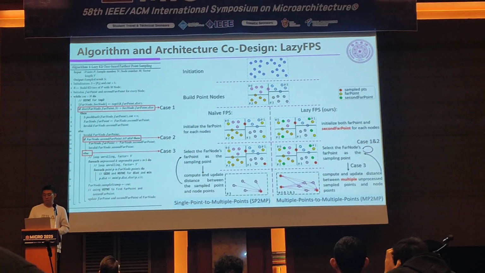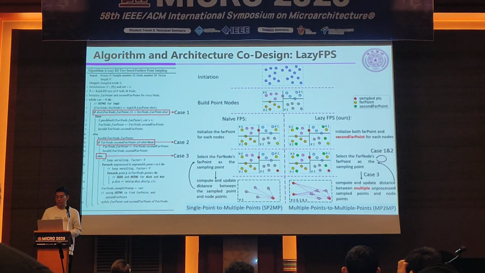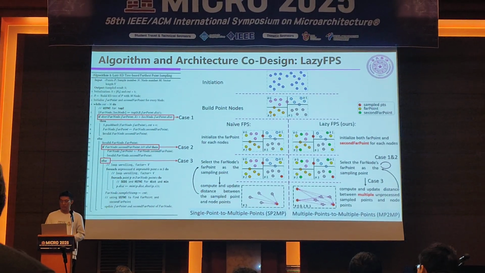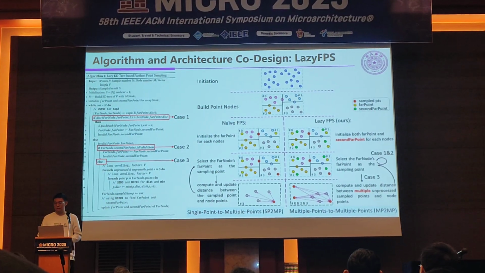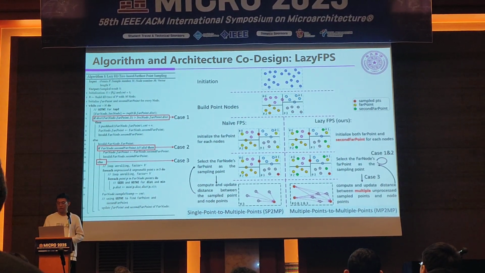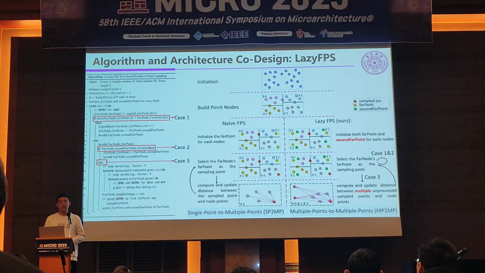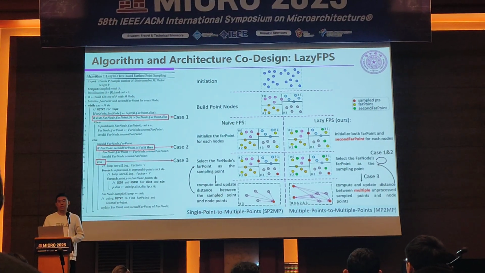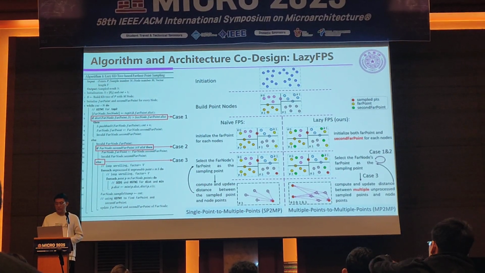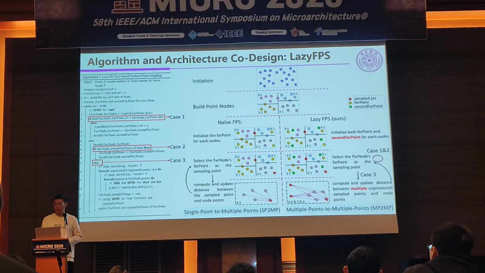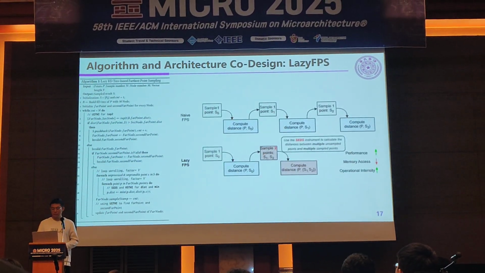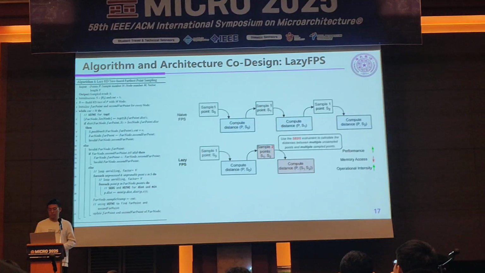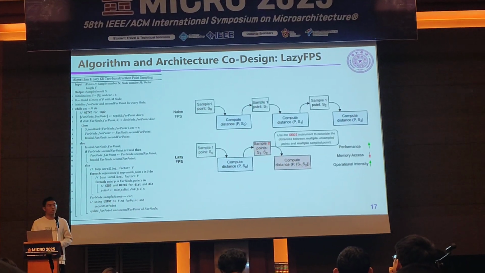For IPS, we identify and defer unnecessary distance updates. Our approach generates update sample points for iteration without affecting sample accuracy. The key idea is to find the first and second farthest points in each bucket. The details of this algorithm can be found in our paper. This increases computation intensity and reduces memory access.